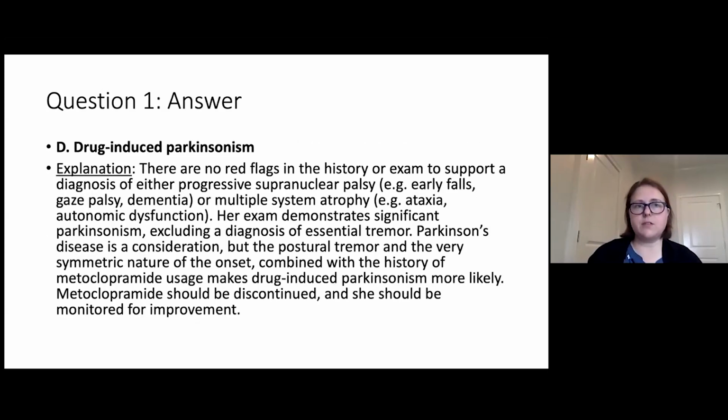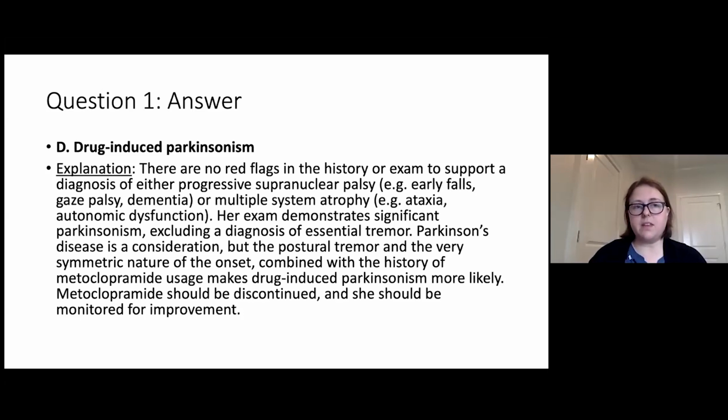Okay, the answer to this question is drug-induced Parkinsonism, and there are several reasons for this. There are no red flags in the history to support a diagnosis of a Parkinson's plus syndrome, such as progressive supranuclear palsy or multiple system atrophy. So she's not having early falls or ataxia or anything like that. Then on her exam, she has Parkinsonism, which means you can't make a simple diagnosis of essential tremor, even though she has tremor as part of the exam.